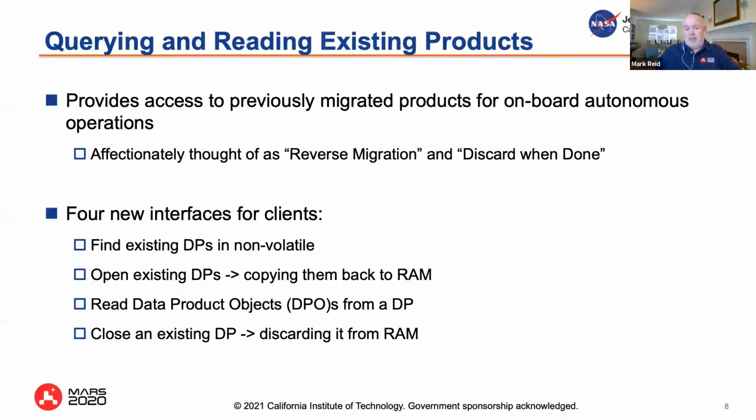So it required us to add 4 new client interfaces. One interface would find an existing data product or a list of existing data products in non-volatile and provide that back to the clients. Then open an existing data product, which basically is the reverse migration step here, pulling it from non-volatile back into RAM. Then reading DPOs out of that DP, and lastly, closing it in RAM and discarding it. So we don't need to remigrate it. It's already in non-volatile. This is a client finished looking at it. We'll go ahead and discard it out of RAM. Next chart.